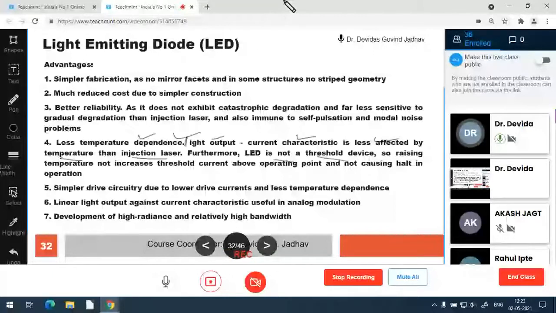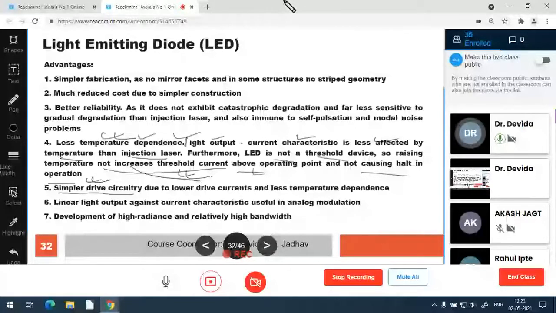So raising the temperature does not increase a threshold current, since the threshold itself is not there. So the temperature effect is not observed. In lasers, as temperature increases, the threshold current also increases. In the LED this does not cause any halt in the operation, so it will not cease the operation in between. So this is less temperature dependence.